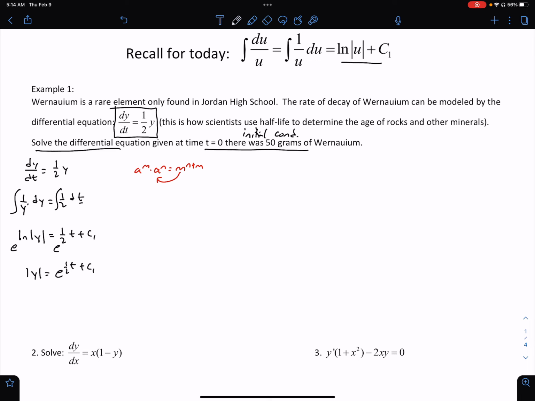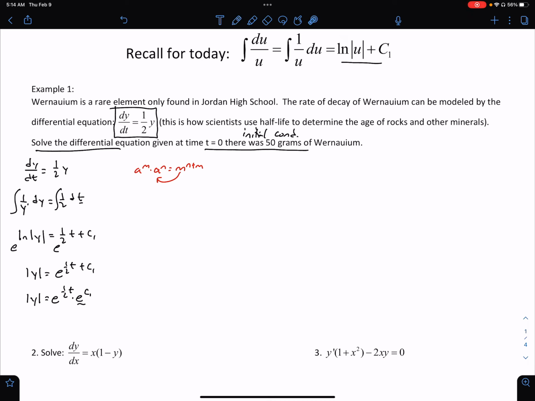And what we would wind up with is this, the absolute value of y equals e to the 1/2 t times e to the c1. It's this e to the c1 that's really important for us. We can rewrite this as c2. And that's what we have to do, because this is just a constant right here.